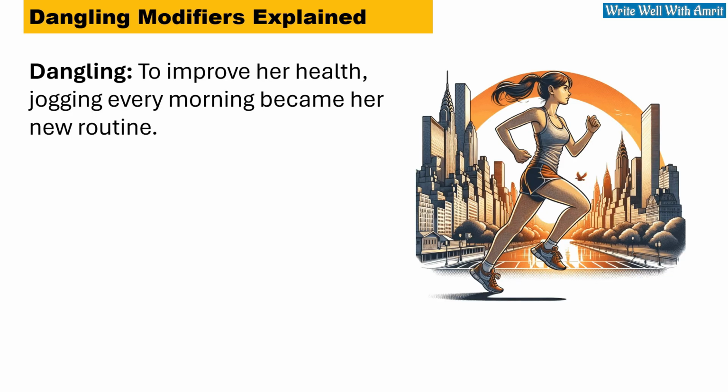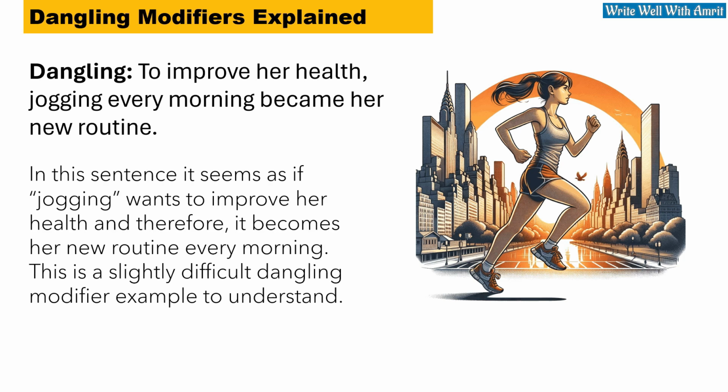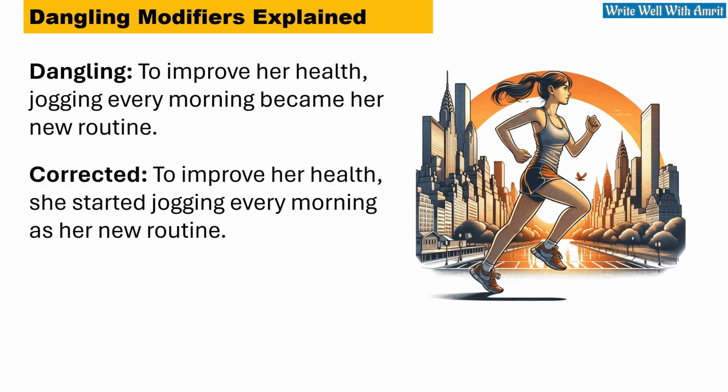Dangling. To improve her health, jogging every morning became her new routine. In this sentence, it seems as if jogging wants to improve her health and therefore it becomes her new routine every morning. This is a slightly difficult dangling modifier example to understand. Corrected. To improve her health, she started jogging every morning as her new routine.